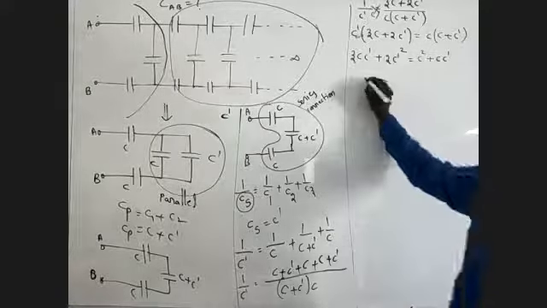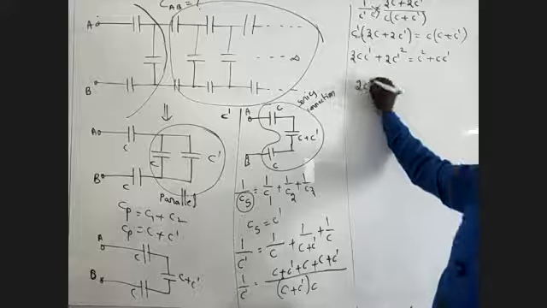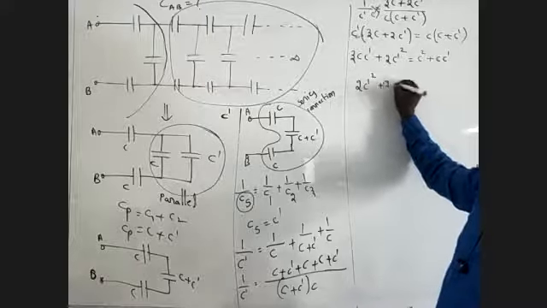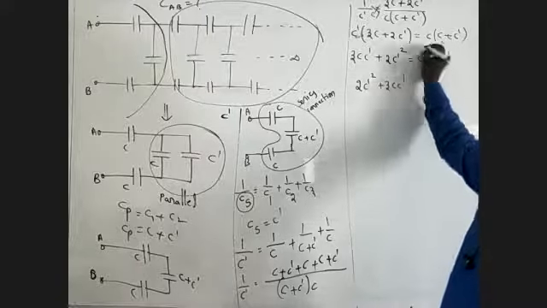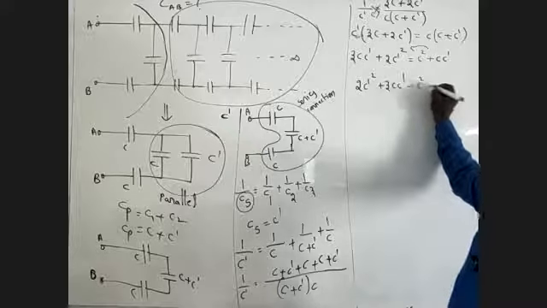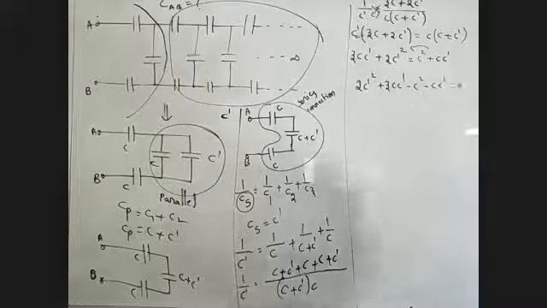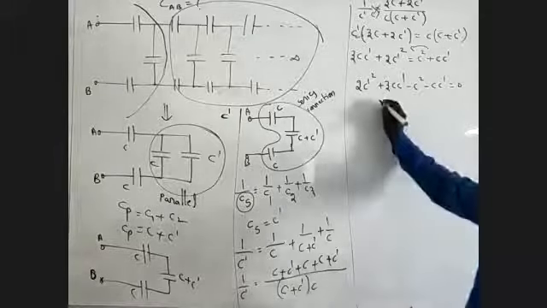Taking this value to this side, 2C dash square plus 3C C dash, taking this value to this side, minus C square minus C C dash is equal to 0. Now you will see.